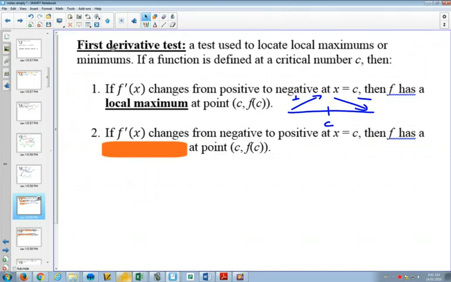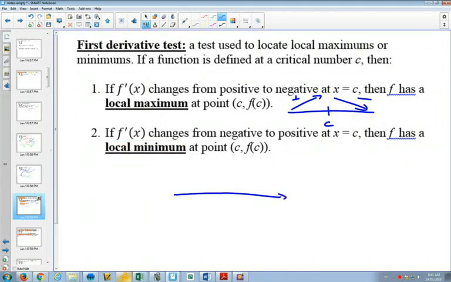Similarly, if we had that point C and we noticed before it was negative and after it was positive, it's easy to see that on our original graph, that would have to be a local minimum.